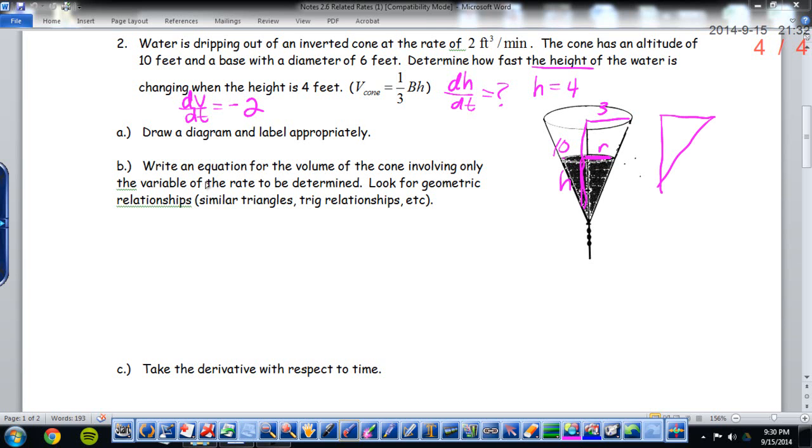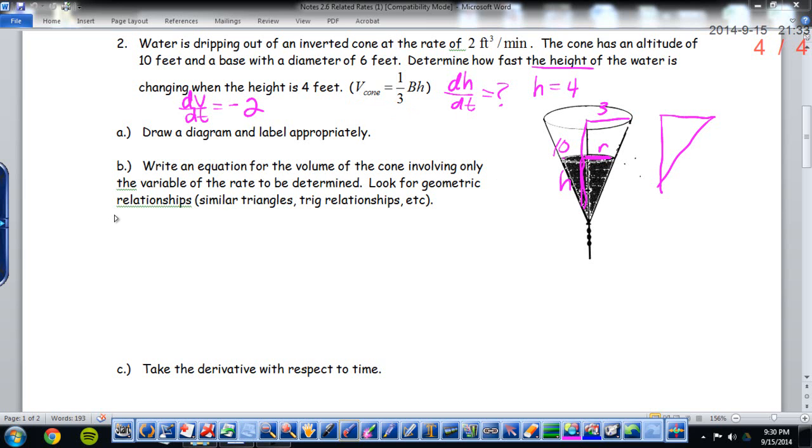Okay, so the next step then is to write an equation for the volume of the cone involving only the variable of the rate to be determined. And we need to look for geometric relationships here. We're looking for the rate of change of the height. So that means that this entire problem needs to be just in terms of h.